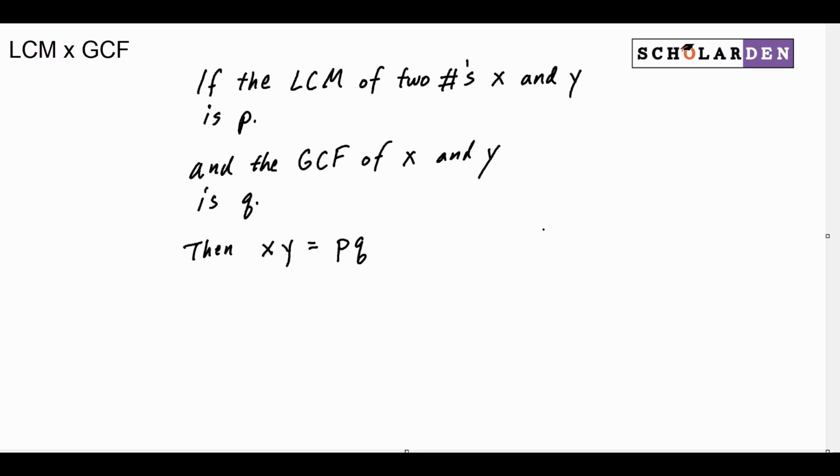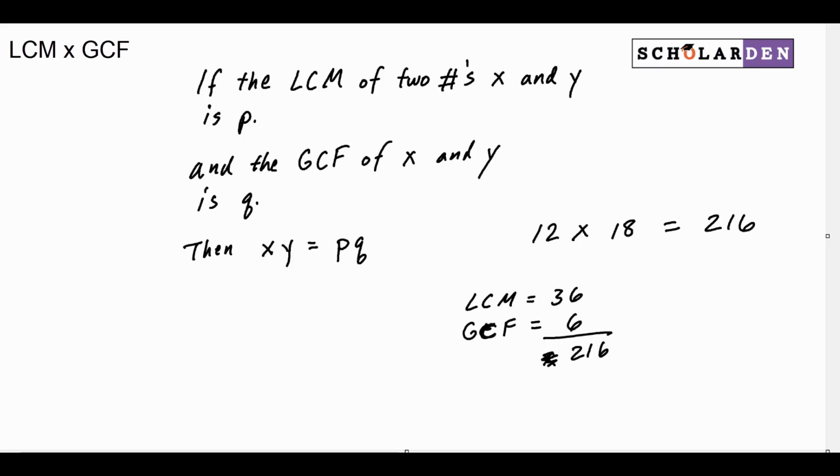So let's take the numbers 12 and 18. The lowest common multiple is going to be 36. The greatest common factor is going to be 6. And 12 times 18 is 216, and so is 36 times 6. 216.